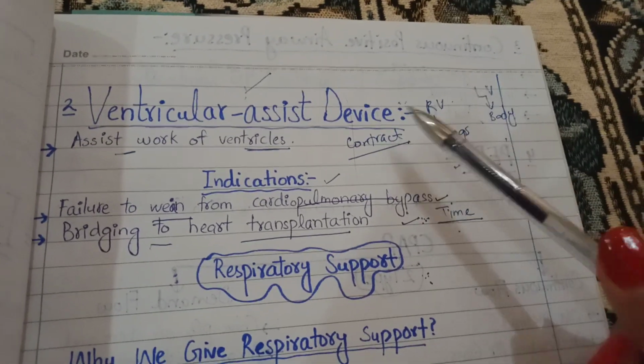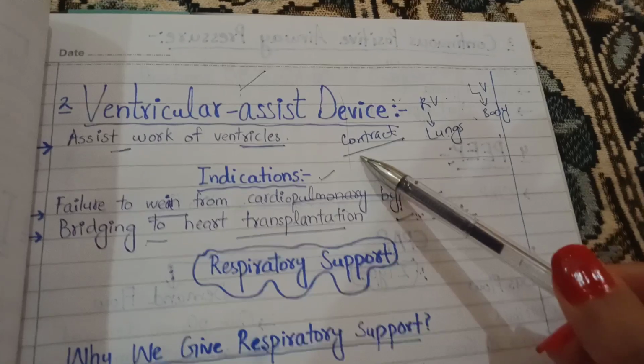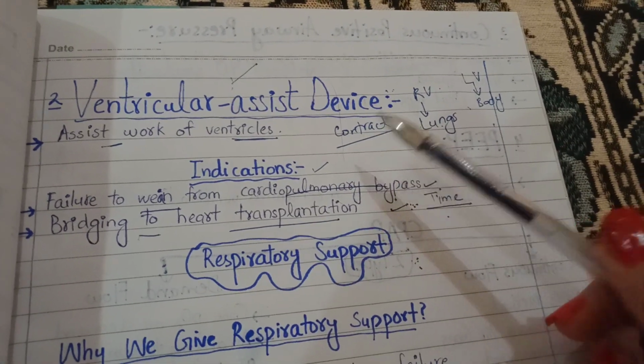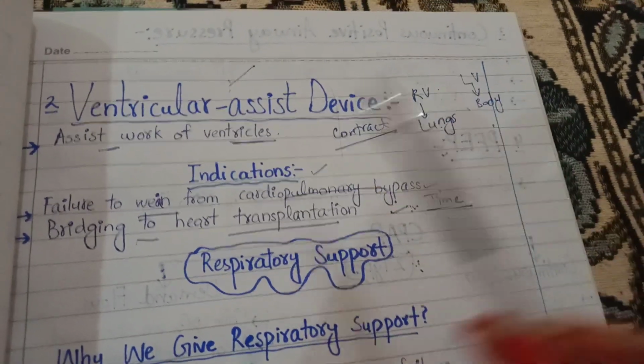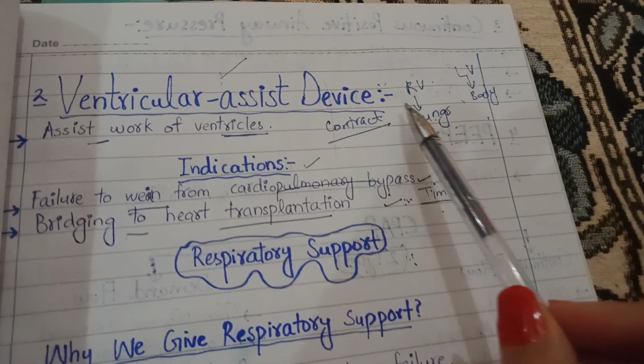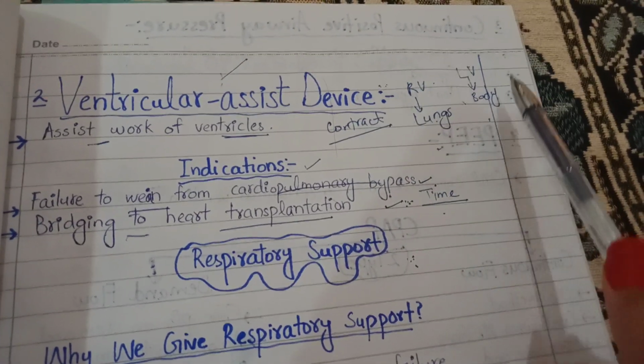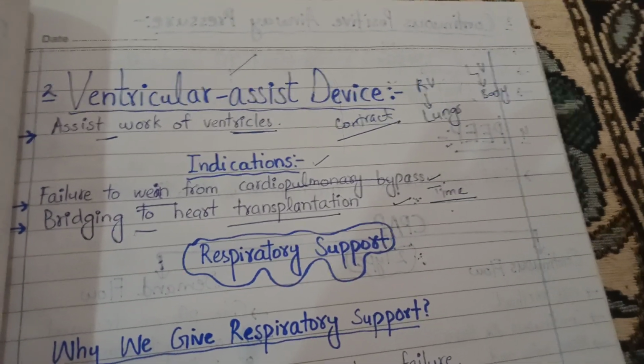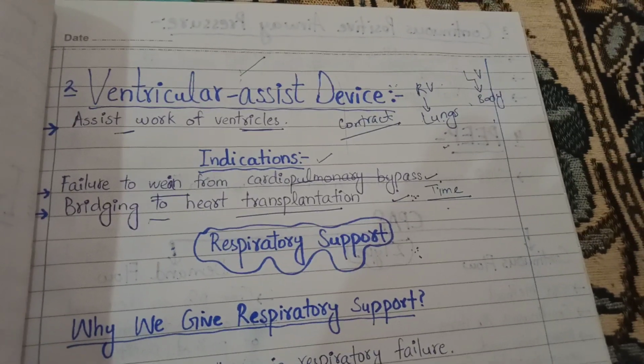If for a time being the ventricles are not functioning properly, then we will assist the ventricles by applying a ventricular assist device, so that the blood is pumped from the right ventricle to the lungs and from the left ventricle to the body, and the patient may stay alive.